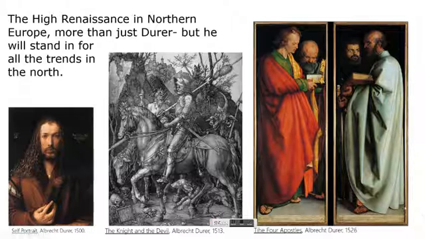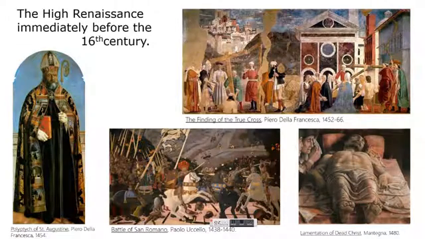This is a self-portrait by Durer right here. But he was also a very important artist as a painter as well, and especially this last painting that he made, The Four Apostles, is highly influential and shows a very different kind of approach to painting and to realism compared to what we were seeing in Italy. So that leads us back to Italy, to the High Renaissance in Italy.